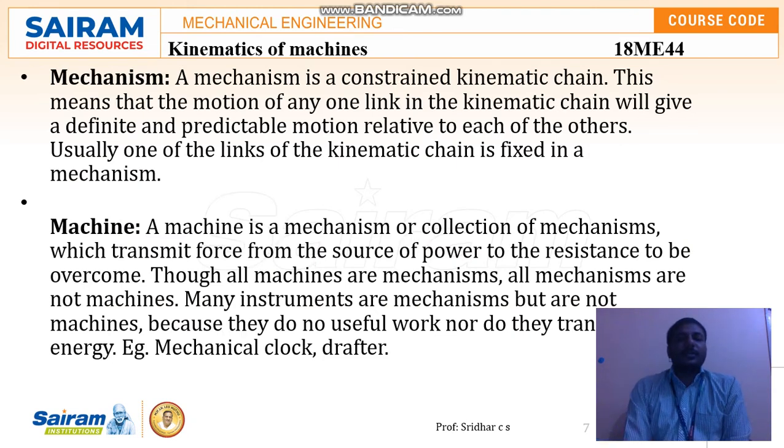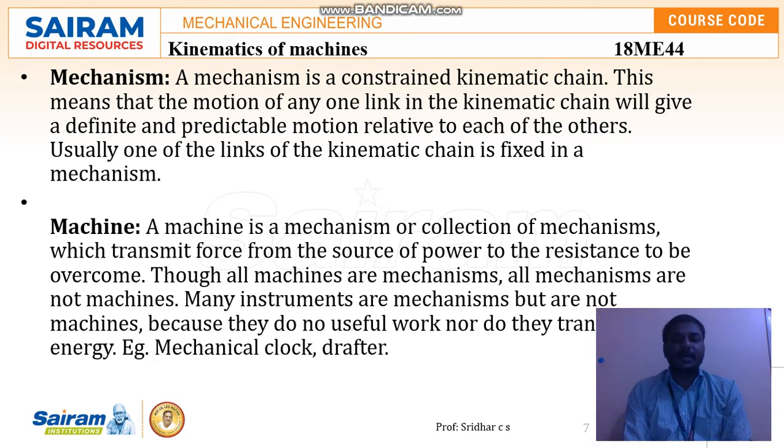Next, we have already discussed the machine and the mechanism. Now we are going to discuss them in relation to the kinematic chain. A mechanism is a constrained kinematic chain. This means the motion of any one link in the kinematic chain will give a definite and predictable motion relative to each of the others. Usually one of the links in the kinematic chain is fixed in a mechanism.